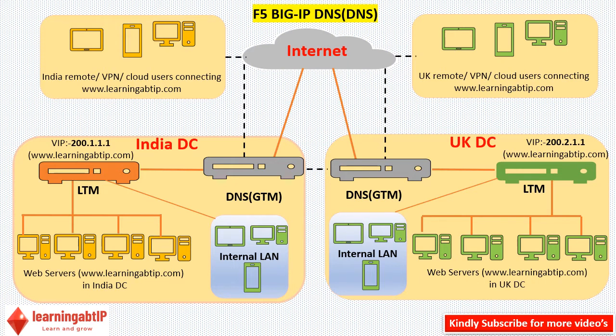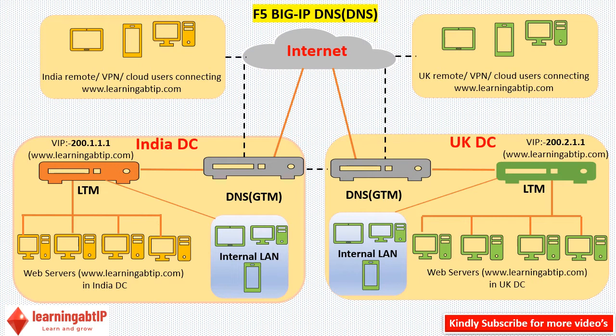Here, DNS intelligently resolves the name of Learning About IP and provides an IP address to users geographically closest to the DC. DNS load balances requests between data centers. In the example, we have two GTMs placed in two different data centers of the same network, and both are in sync. India users trying to access Learning About IP will be directed to the India DC DNS, and the same goes for UK users, to ensure that they get a fast, secure and always available connection.